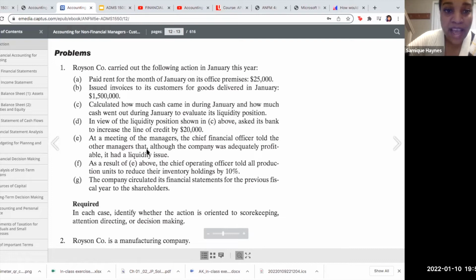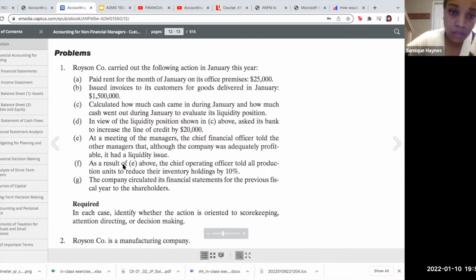Next one, E: at a meeting of the managers, the chief financial officer told the other managers that although the company was adequately profitable, it had a liquidity issue. So what are we doing here? I would say attention directing as well, because it's telling us that we have to focus on something.